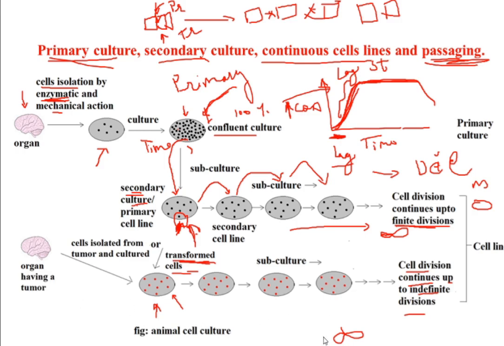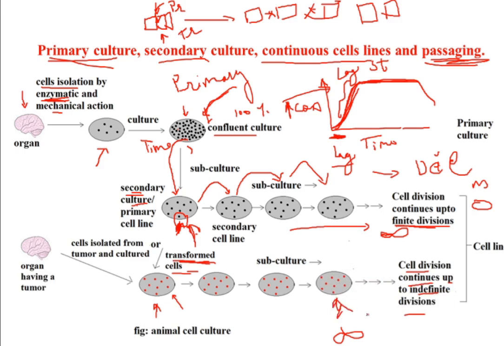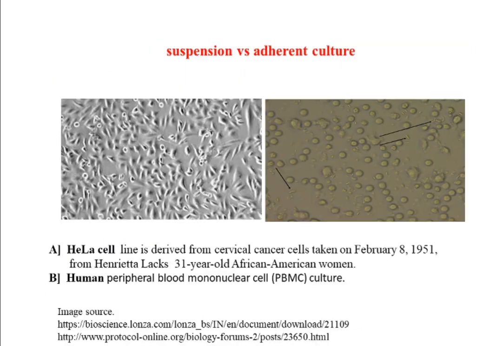So my point here is, once the cell gets transformed, then you can culture this cell for an indefinite period of time and the cell becomes immortal. When the cell becomes immortal and you are able to culture it for an infinite period of time, these are called continuous cell lines, or even only cell lines. Cell lines are the cells which are transformed and they are immortal, so you can culture them any number of times.